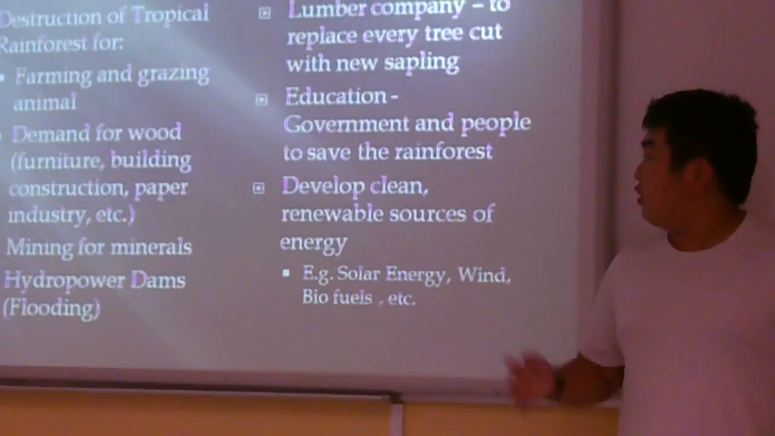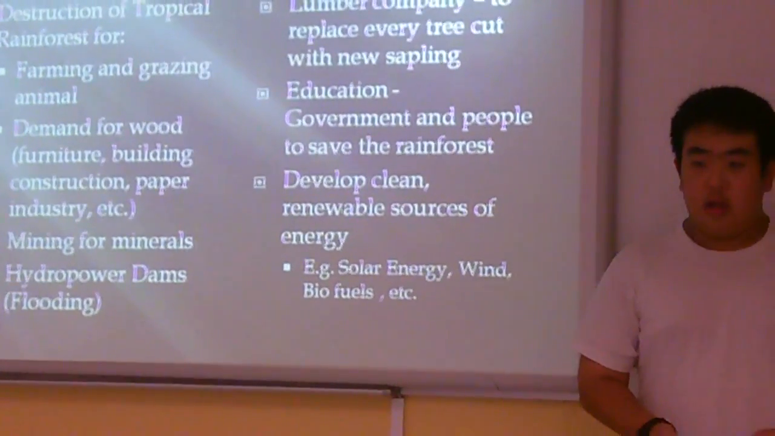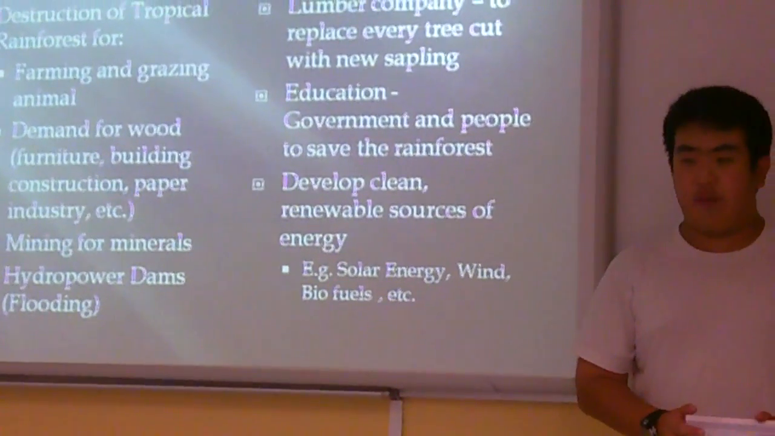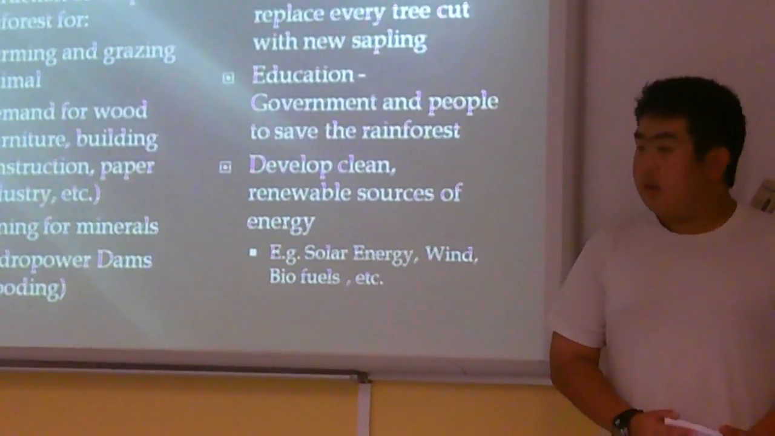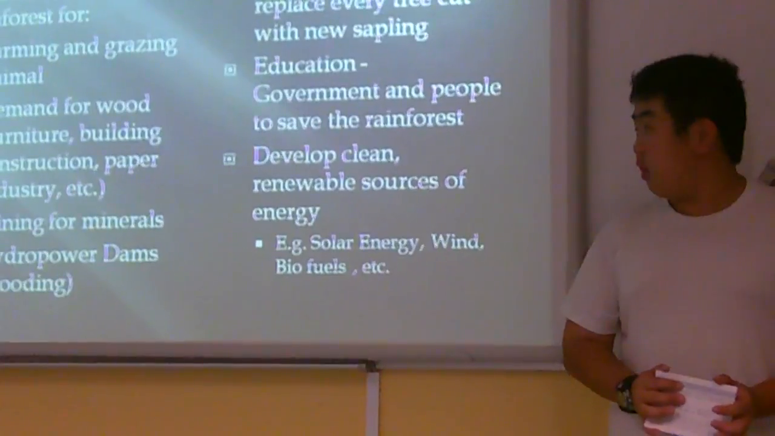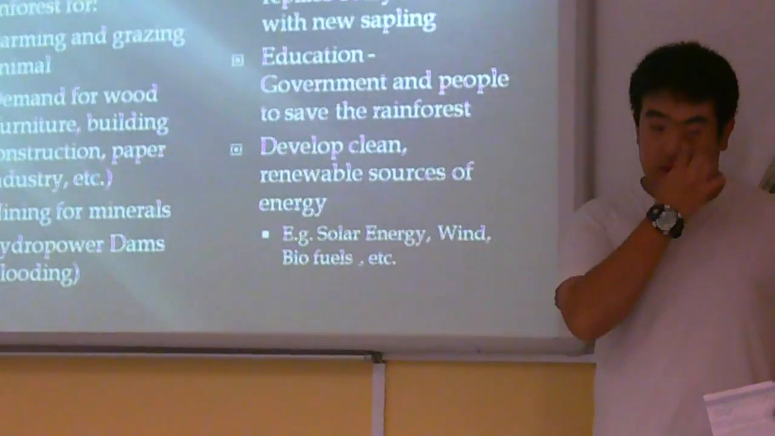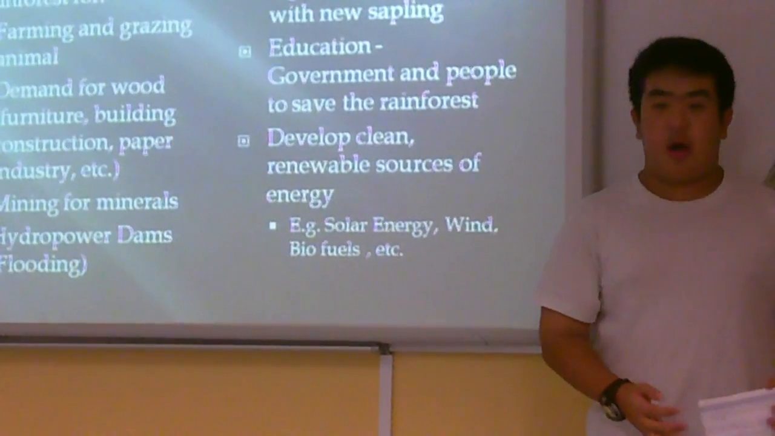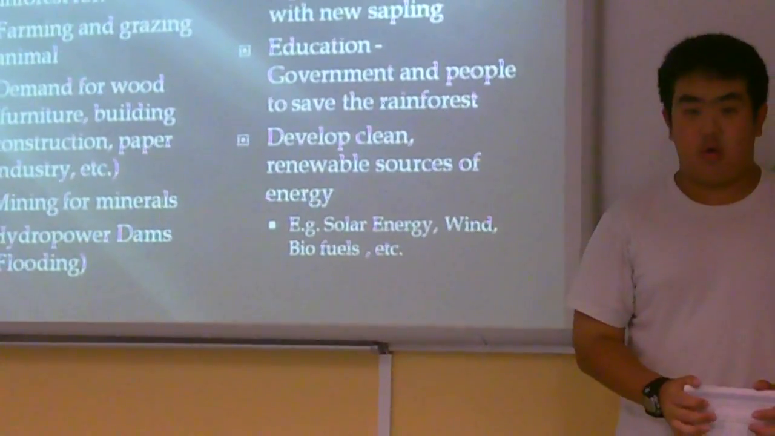And the threats of the rainforest is destruction. The farmers are getting farmlands and grazing animals. And then people who make furniture need wood, so they cut down more wood. And for mining, they need space, so they cut down all the trees. And also the hydropower dams flooded the whole rainforest.